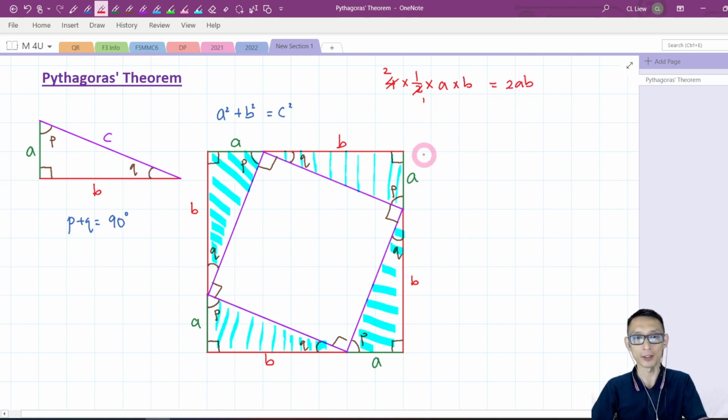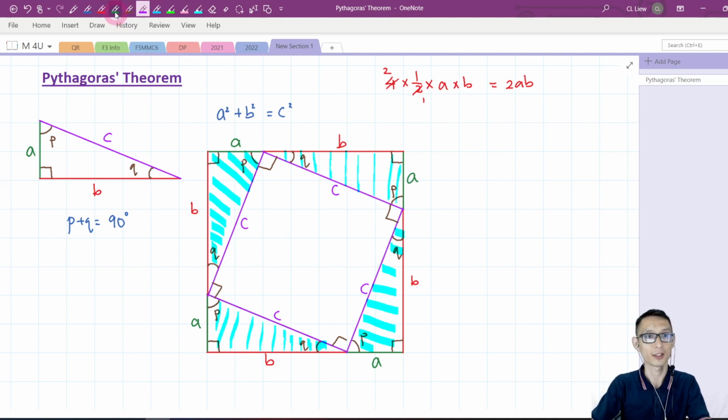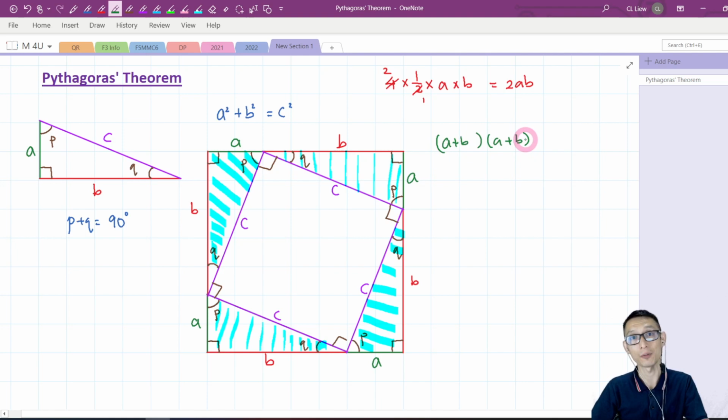So how about the second method? All these sides are C: C, C, C, C. Let me find the area of this larger square first. It will be A plus B times A plus B, right? So this is actually (A plus B) squared. You can use a formula, which is equal to A squared plus 2AB plus B squared, to do the expansion. If you don't want to, you can expand it one by one.